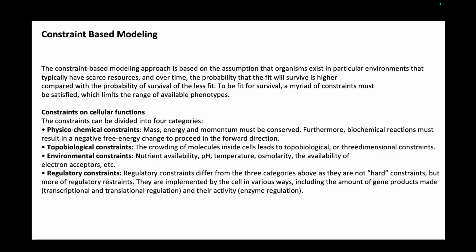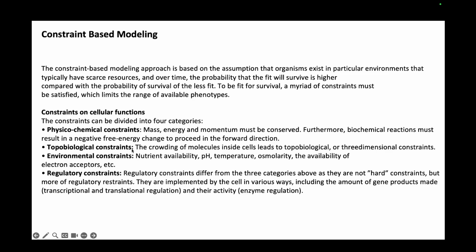The major components of these constraints are first physiochemical constraints, which are basically mass, energy, momentum conservation, etc. And there can be more as well. Biochemical reactions must result in a negative free energy change to proceed in the forward direction. So the Gibbs free energy, delta G, has to be negative for it to proceed in the forward direction, or it'll proceed backwards, or it'll be just in equilibrium.